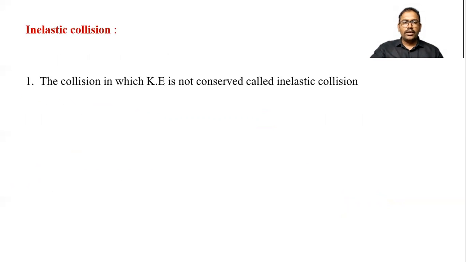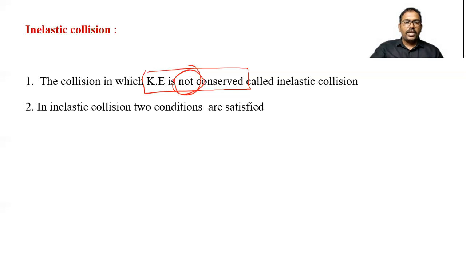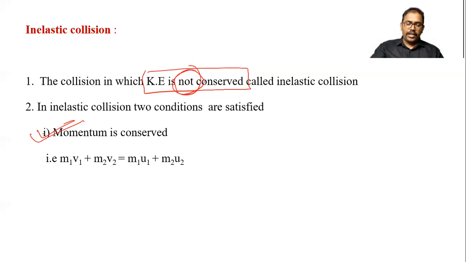Now let's see inelastic collision. The collision in which kinetic energy is not conserved. This word "not" is very important. That is the inelastic collision. In inelastic collision, two conditions are satisfied. First one, momentum is conserved. Momentum is conserved in both elastic and inelastic collisions, so momentum after collision is equal to momentum before collision.